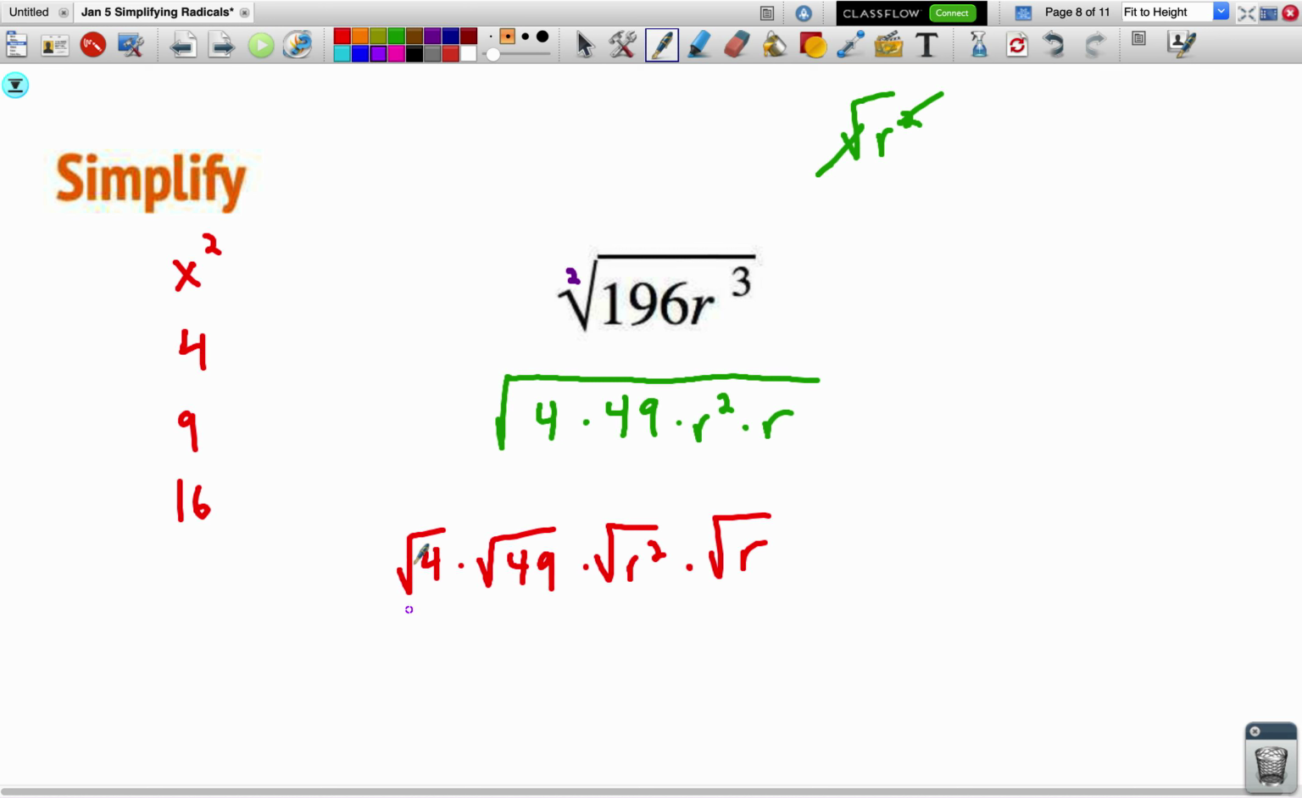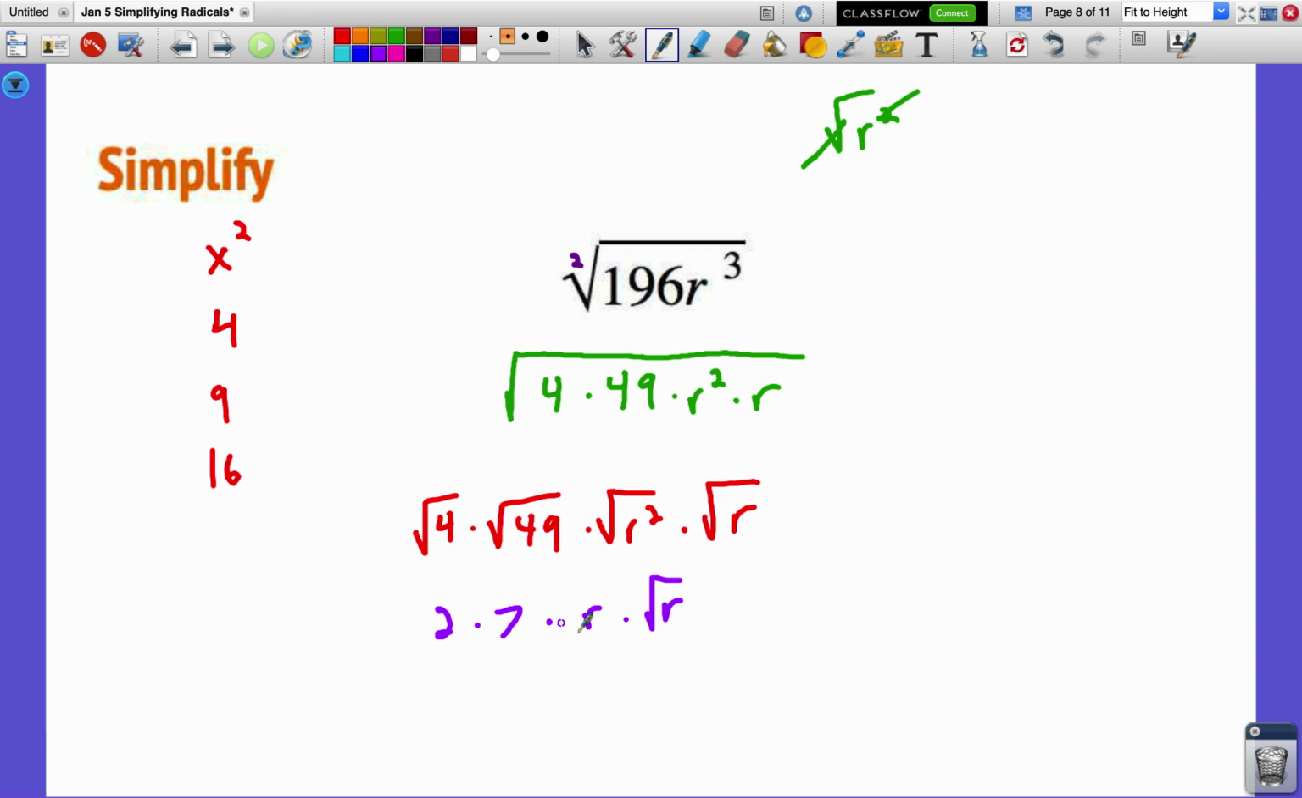So square root of 4 is a 2, square root of 49 is a 7, square root of r squared is an r, and square root of r just gets left alone. This one we won't be able to remove from the radicand. There's still going to be a square root in our final answer. The 2 and the 7 can be put back together. That becomes a 14r root r.